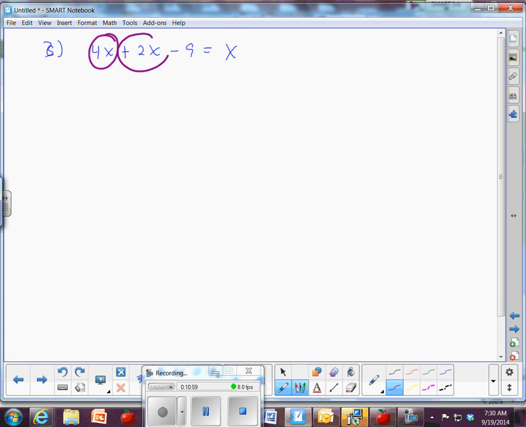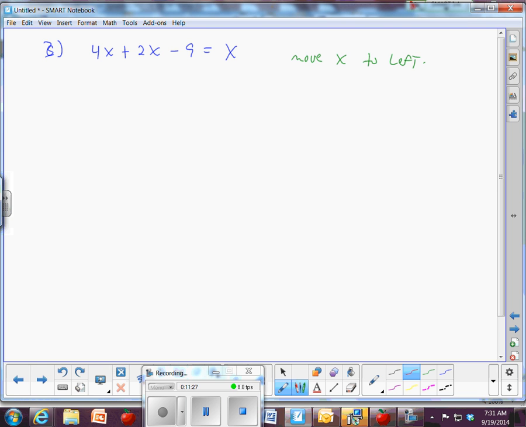We have x's on the left, a couple different ones of them, and we have x's or variable on the right. So again, my choice is the same. Do I want to move the 4x and the positive 2x to the right, or do I want to move just the x to the left? Well, it's my choice, but I'm going to move just the x to the left. So move x to left.